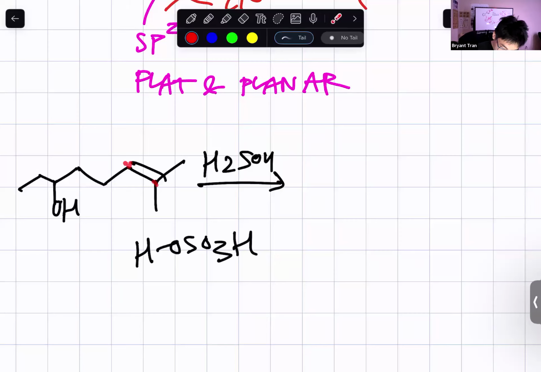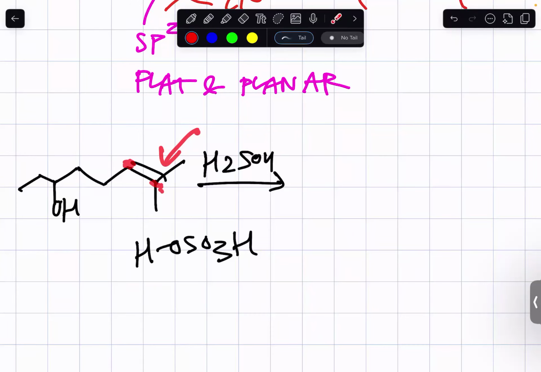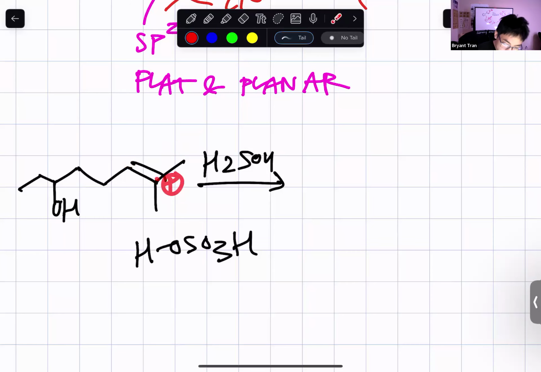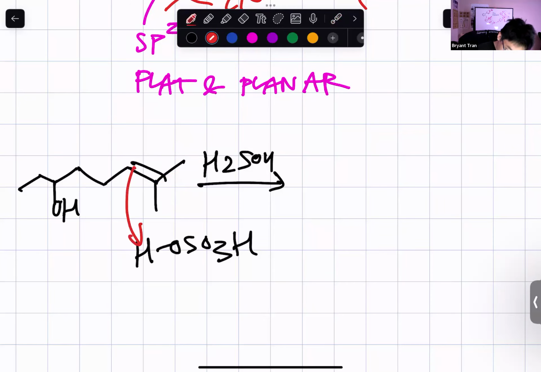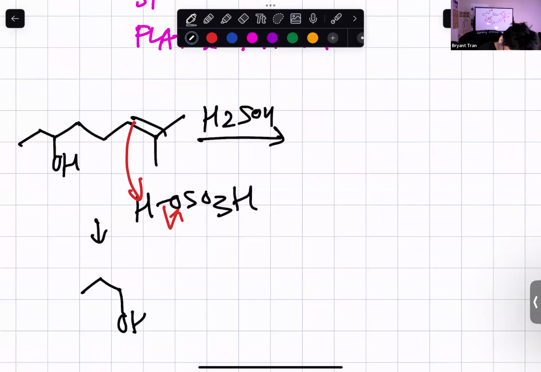Which part of the alkene? I want to say the right one forms the carbocation, so the other carbon grabs the hydrogen, forming the carbocation on the more substituted position. Right.